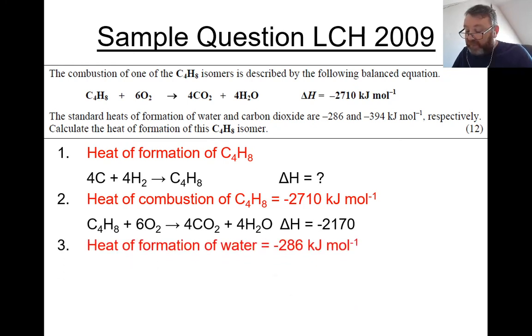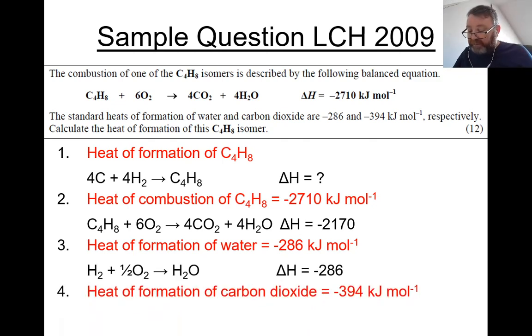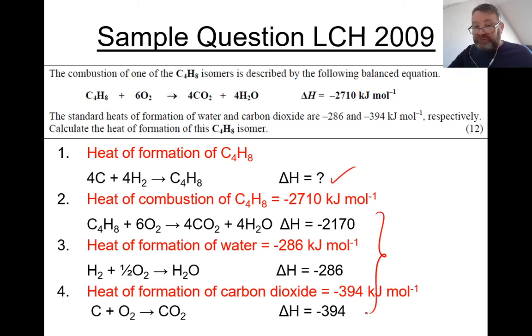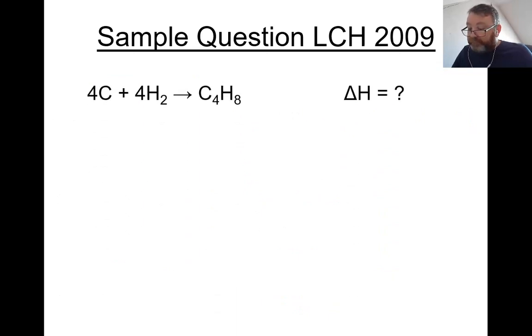Then we have the heat of formation of water, minus 286. It's the heat change that takes place when 1 mole of water is formed from its elements. And then finally, the heat of formation of carbon dioxide, 1 mole of carbon dioxide formed from its elements, and you get that. Okay, so I want to make that from these. That's the whole idea. So how do I do that? Well, run them down.